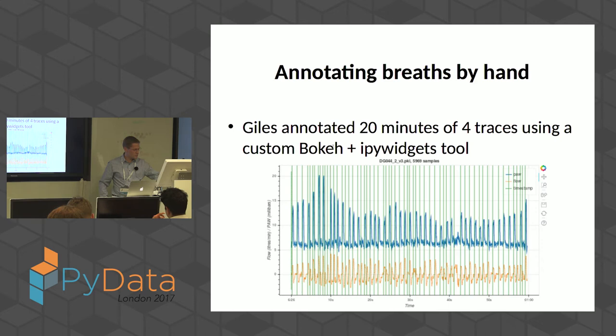So Bokeh was good for this because it allows you to pan and zoom around the plots, and with IPywidget sliders you can position indicators where you want to mark a timestamp that's the start of a breath. So I'd recommend using both of those tools for these sorts of annotation tasks.